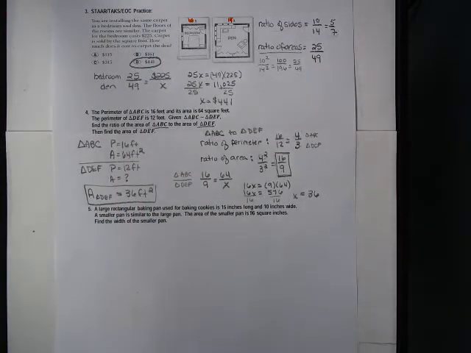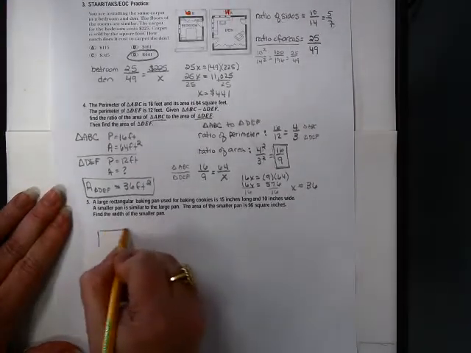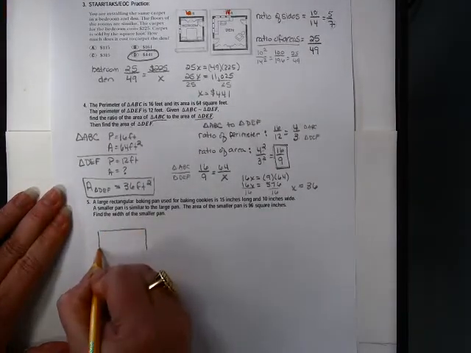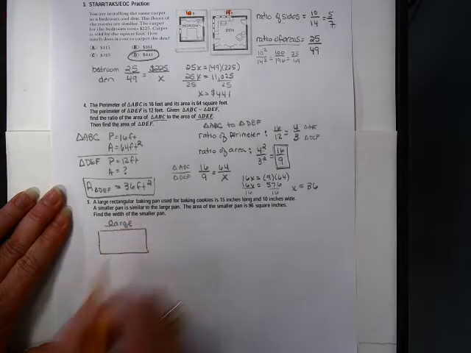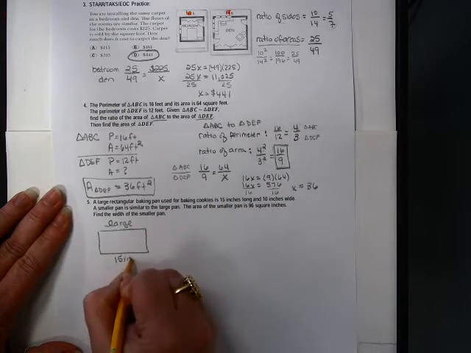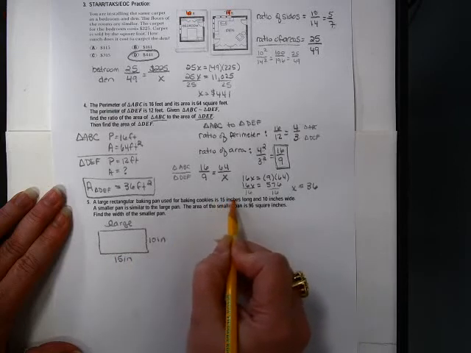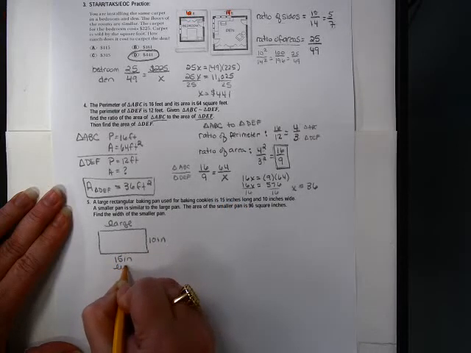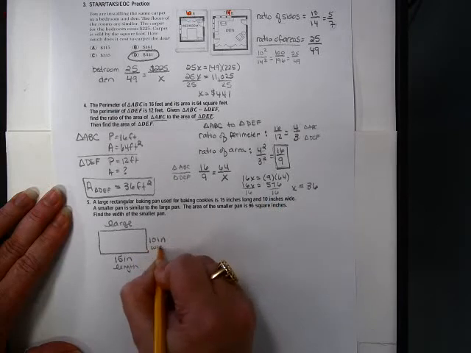Alright, next. A large rectangular pan used for baking cookies. I call that a cookie sheet. So here, I'm going to draw my cookie sheet. This is my large cookie sheet. I'm going to label the sides 15 inches and 10 inches. It says 15 inches long, so this is length, and 10 inches wide, so this is width.